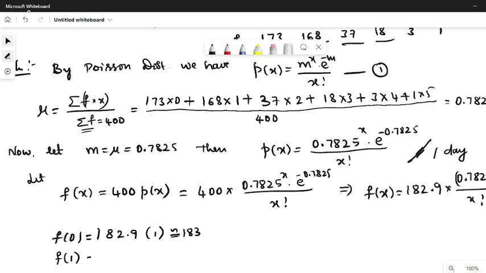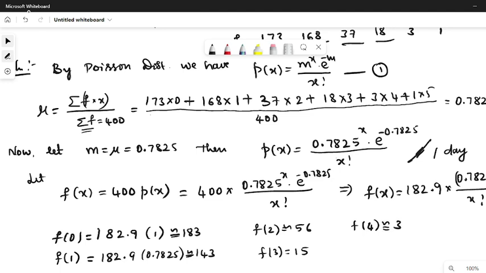Then f of 1, earlier we had 168. Now computing here, we will get 182.9 into 0.7825, which is approximately 143. Then similarly, f of 2, it will be approximately 56. Similarly, you can compute all the values. F of 3, on the average it is approximately 15. F of 4, that is approximately 3, and f of 5, we get approximately 0. So these are the theoretical frequencies.